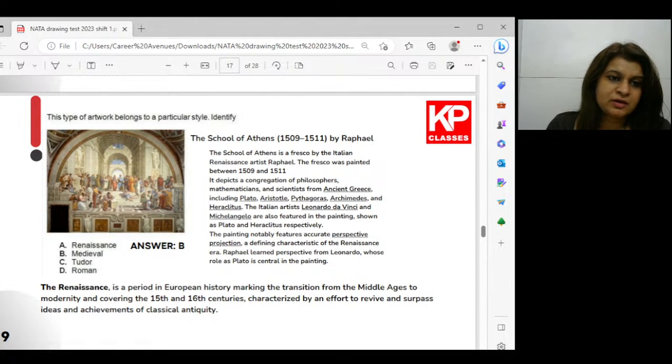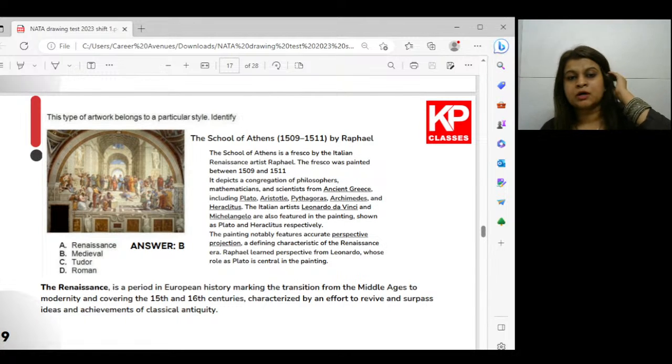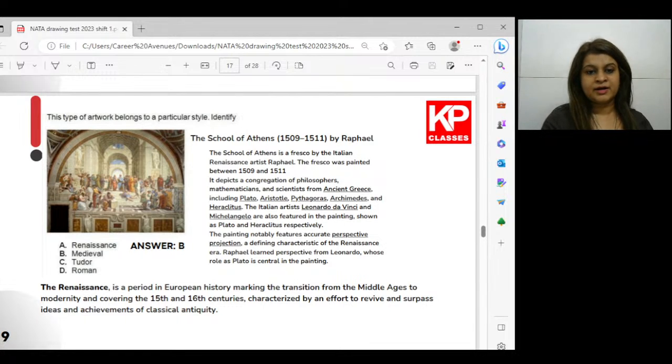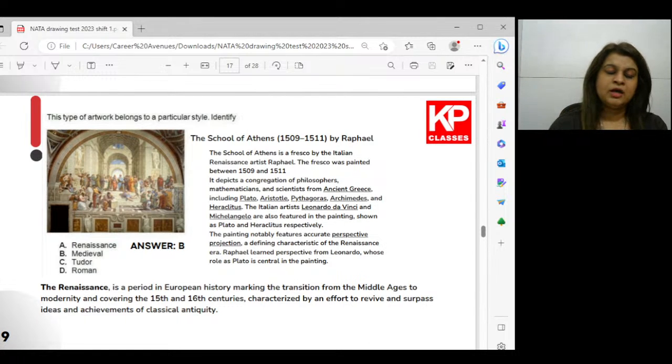And the name of this particular artwork is the School of Athens. Okay, it's by a very, very famous Italian Renaissance artist called Raphael. The fresco was painted between 1509 and 1511. Do read about the other important work done by Raphael and who were the other contemporaries in that particular era. This particular era, the Renaissance era, is one of the most important eras in your history of art. Okay, so please do not ignore it and read about it.